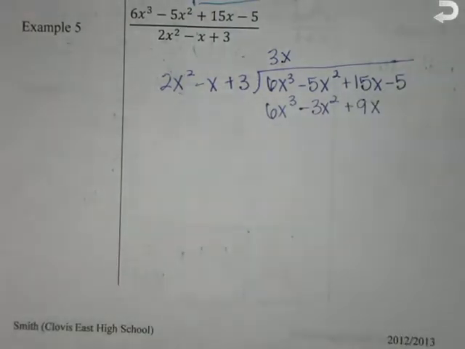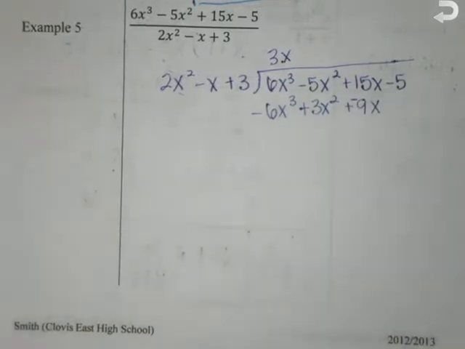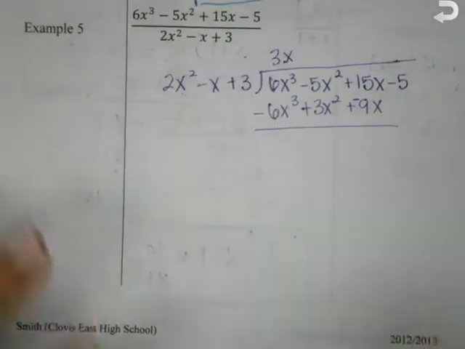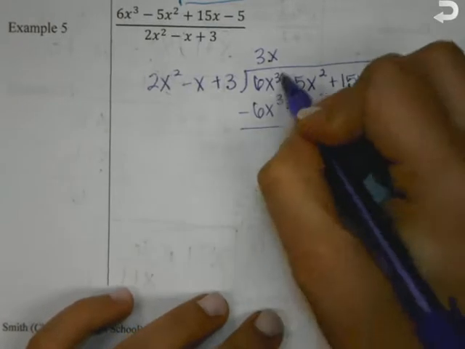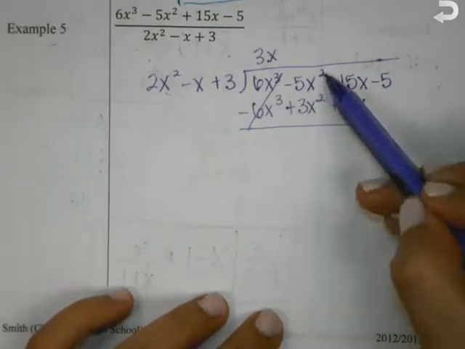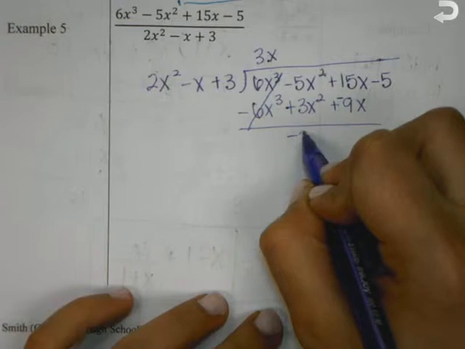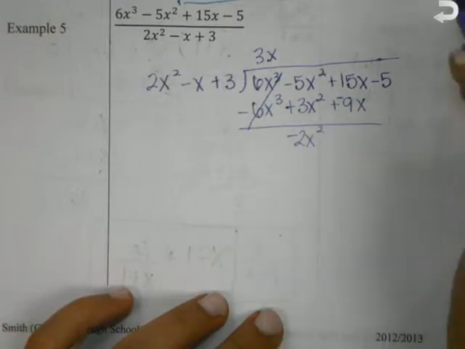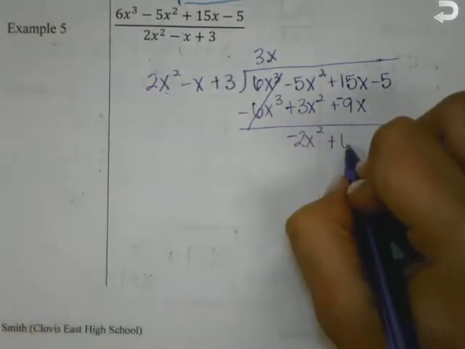Okay, so ladies and gentlemen, everybody help me out. 6x cubed minus 6x cubed. 0. Negative 5x squared plus 3x squared. Negative 2x squared. And then 15x minus 9x plus 6x. Okay, next step. Perfect. Bring down the negative 5. Okay, so I brought down the negative 5.